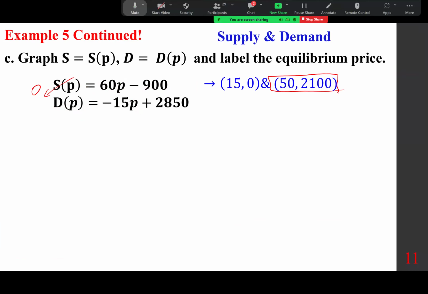And this one, if P is 0, you get 2850, and this works for both of them. We could do the same thing here. P is 0, this is negative 900, but we don't want to go there. In actuality, we live in the first quadrant, because both must be positive, the price and the demand, that's why.